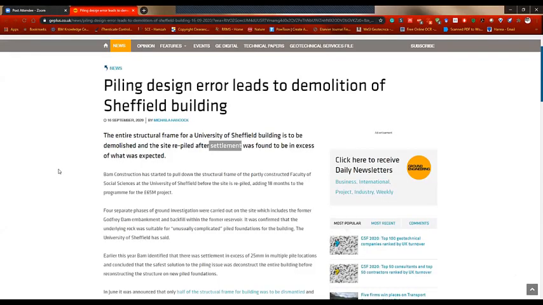The pile design error leads to demolition of the Sheffield building in the UK, and it is a major project in the UK, and they found that the pile foundation does settle, and it was in excess of what was expected in the design, so they have decided to demolish the whole building and repile the whole site and build it again, which is a huge cost for the project and a delay as well. It will cost them another 18 months of construction. So you have to pay attention.